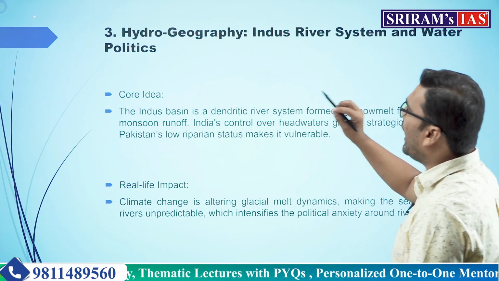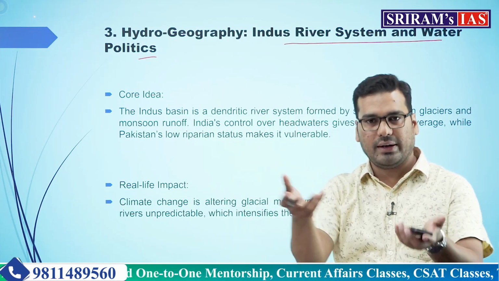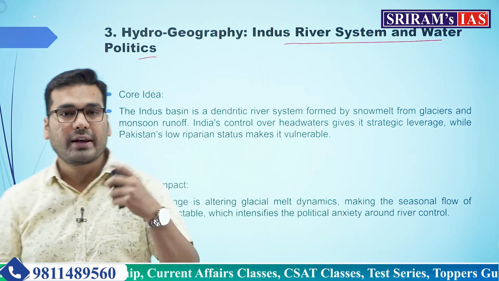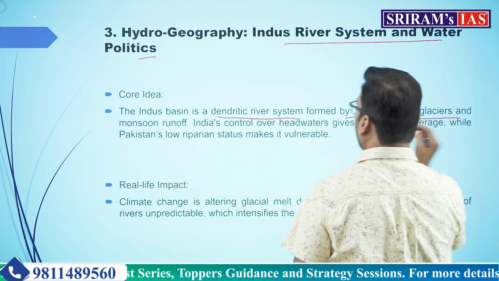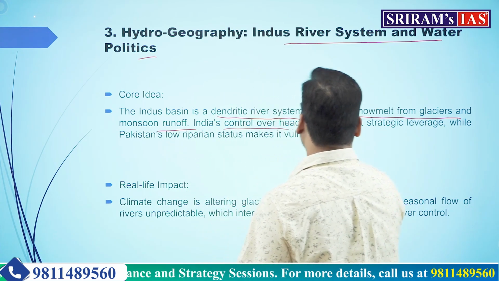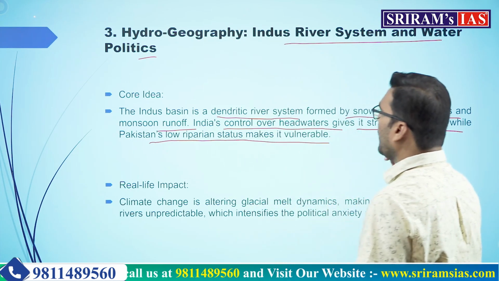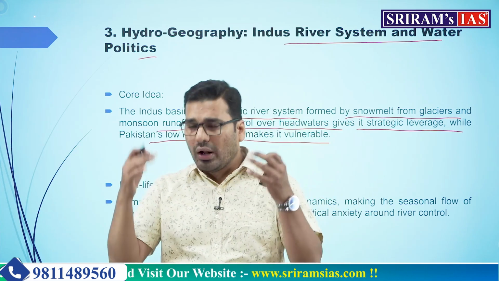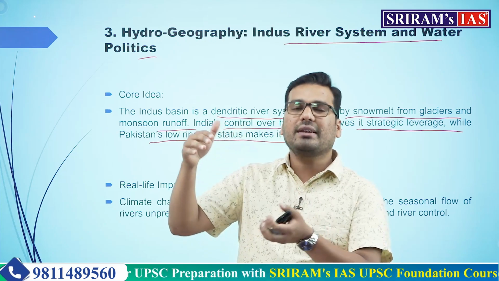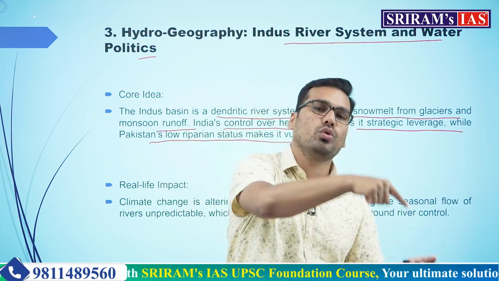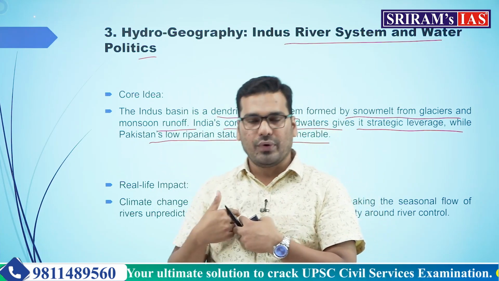Now there is hydrogeography, that is the Indus river system and water politics, which has been happening around India suspending that water treaty. Now what happens here? For example, the Indus basin is a dendritic river system formed by snowmelt from glaciers and monsoon runoff. India's control over headwaters gives it strategic leverage, while Pakistan, as a lower riparian state, is vulnerable. All these rivers, Indus, Jhelum, Chenab, Ravi, Beas, Satluj, first pass through India and then go to Pakistan. So if India wants, India can do anything with these rivers, because we are first in line.